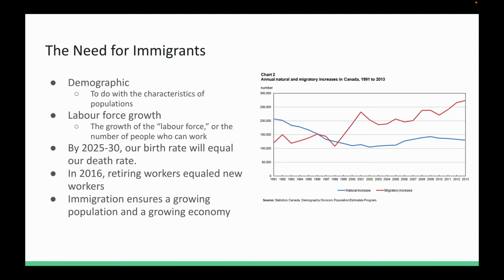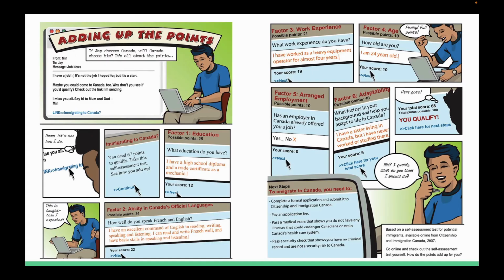So if we, as Canadians, are not having bigger families, then we have to take a look at immigration to ensure a growing population and a growing economy. So how did immigrants used to come to Canada? Well, there's many ways, but up until recently, we were using something called the points system. There's a little cartoon here. This is from the grade 9 textbook, and it's called Adding Up the Points.